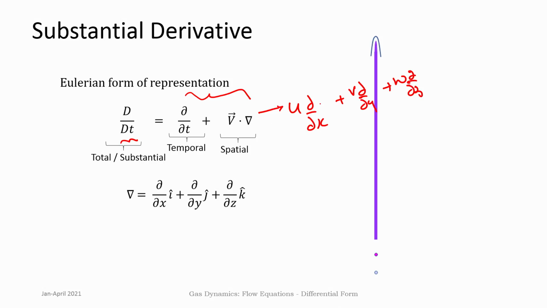So, if you are talking about a particular velocity, the u component of velocity, it will become u dou u by dou x plus v dou u by dou y plus w dou u by dou z. Or if it is temperature, it becomes u dou T by dou x plus v dou T by dou y plus w dou T by dou z, and so on. So, this term gets expanded into such a form.